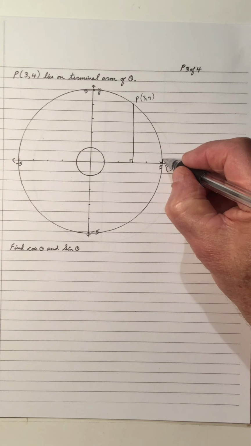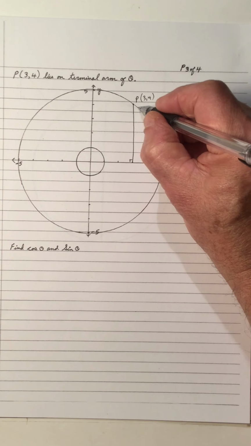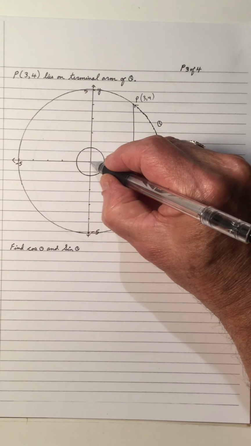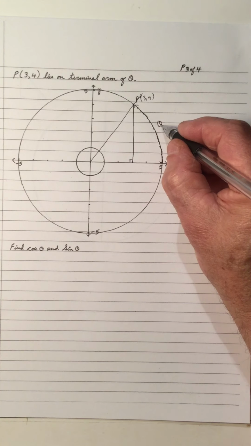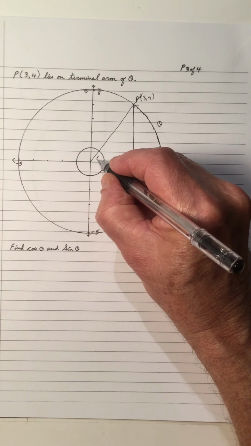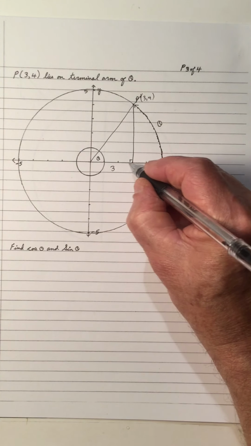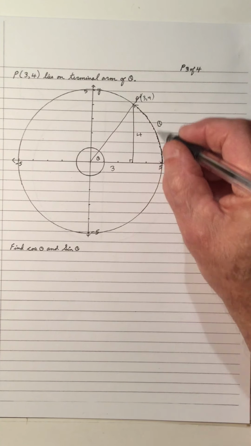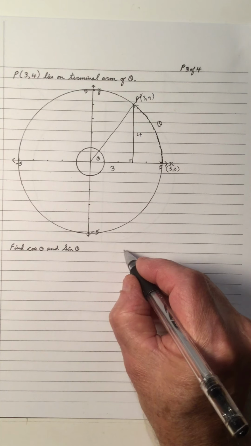So when we rotate theta up here, that's the rotation of theta. We drop a terminal arm going out to that point. So this angle, rotation theta, is right here. And so x is 3 in this triangle, y is 4 in this triangle, and we have to find out what the hypotenuse or the radius of the circle is.